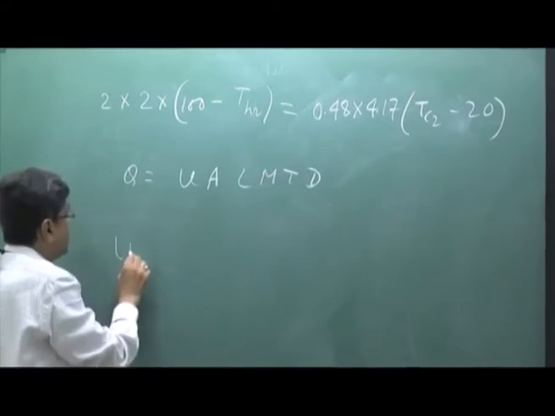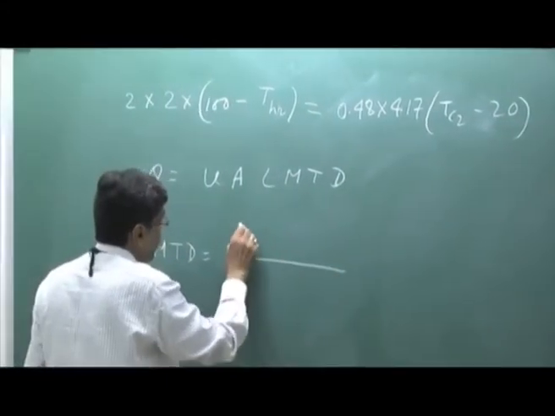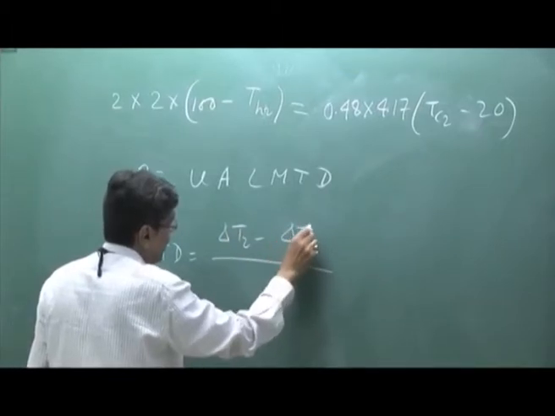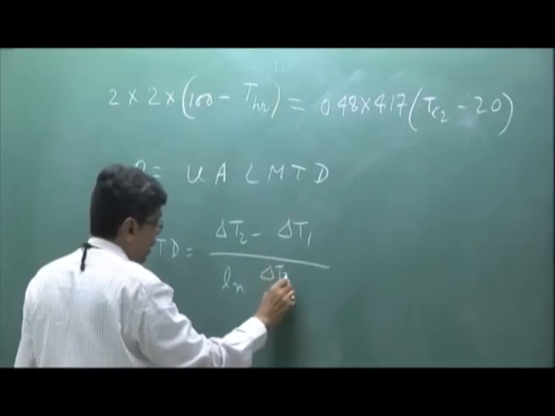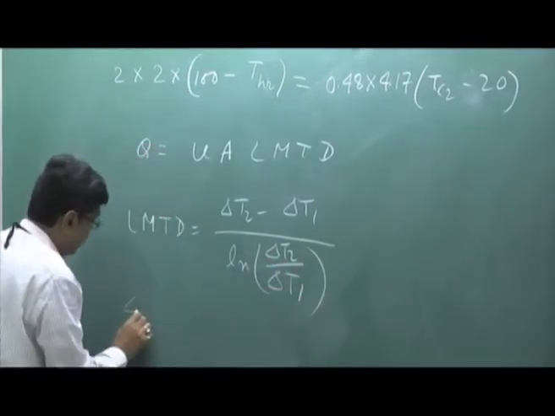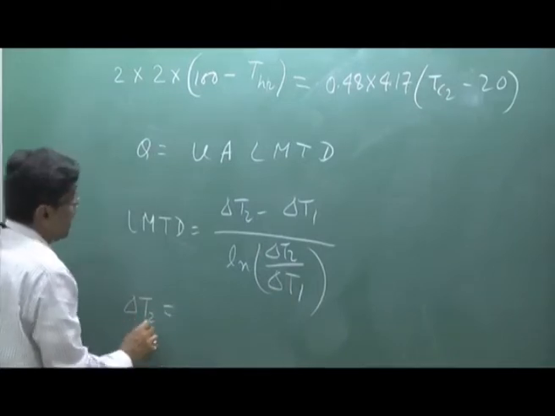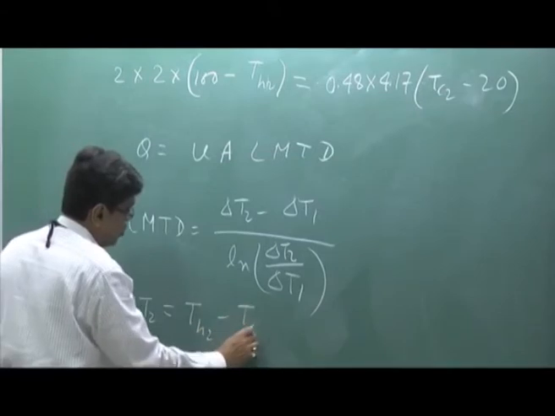Now LMTD is delta T2 minus delta T1 divided by ln of delta T2 by delta T1. Now what is delta T2? TH2 minus TC2. Nothing is known.